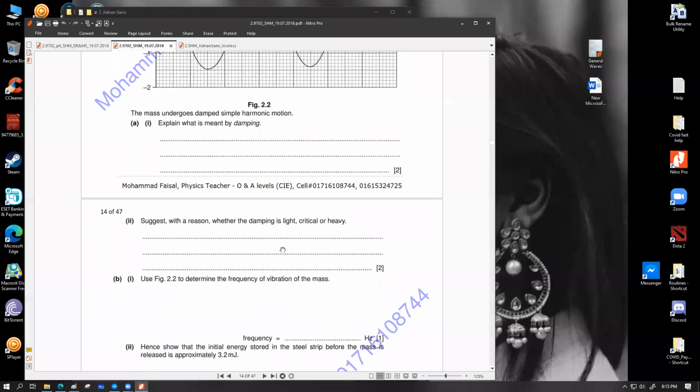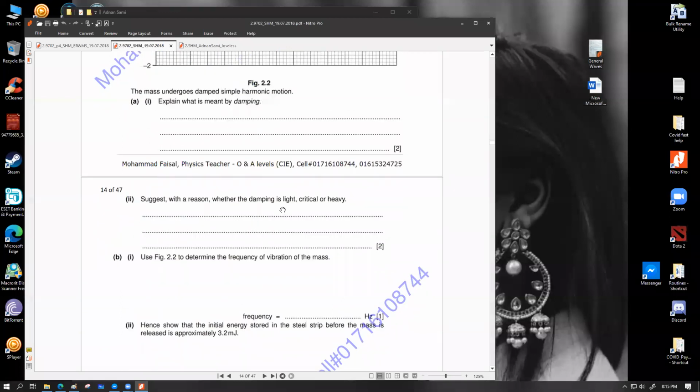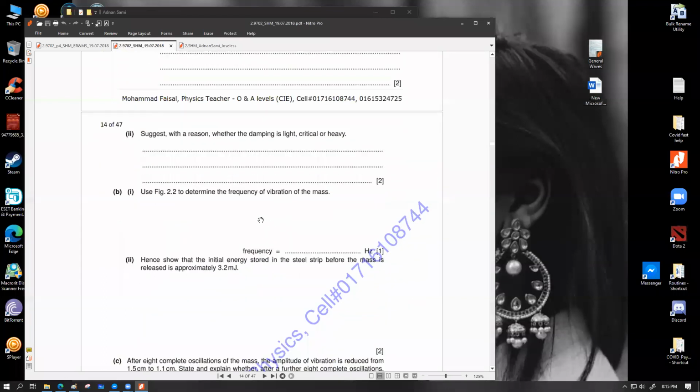Explain what is meant by damping. The reason, and so on. From figure 2.2, determine the frequency. Okay, this can be found out. Hence show that the initial energy stored in the strip before the mass is released is approximately 3.2 millijoule.